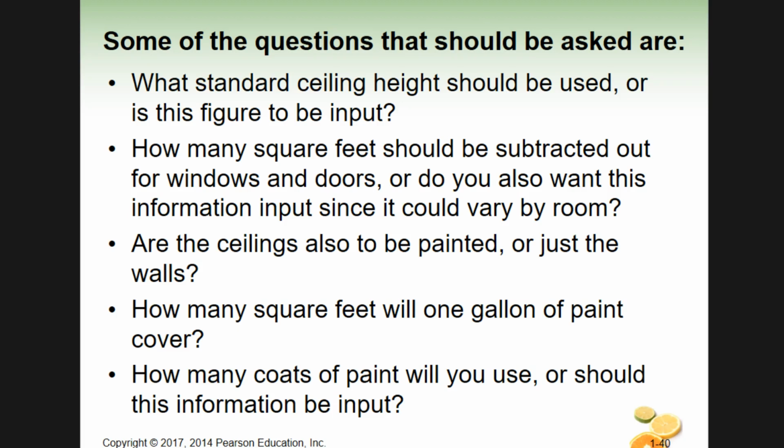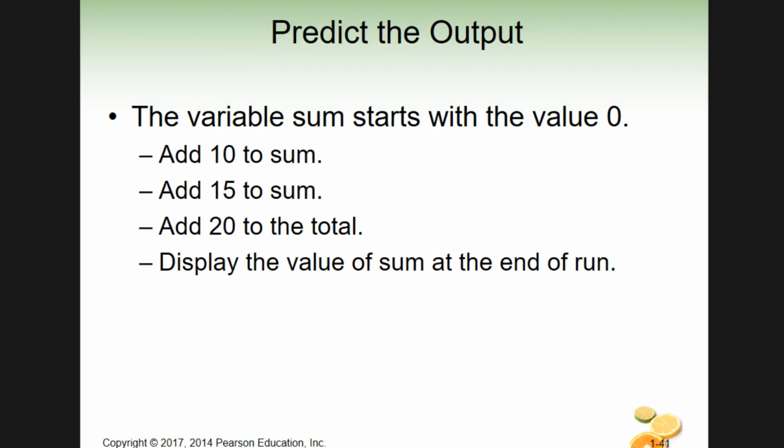All right, so let's look at a few other things just to wind this down. Looking at this, predicting the output. The variable sum starts with the value 0. Add 10 to sum, add 15 to sum, add 20 to the total, display the value. So take a second, pause this, and see if you can tell me what the answer is.